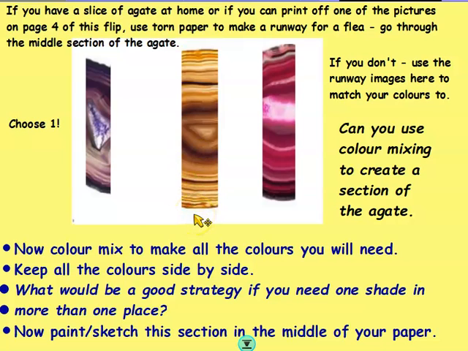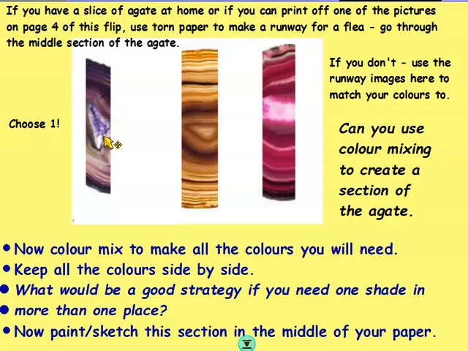If you're not able to either print off the sheets or you haven't got any agate, you can just look at the ones that are on this screen. Okay, and I want you to see if you can use colour mixing to create a section of the agate. So I want you to reproduce this on your paper, or this.